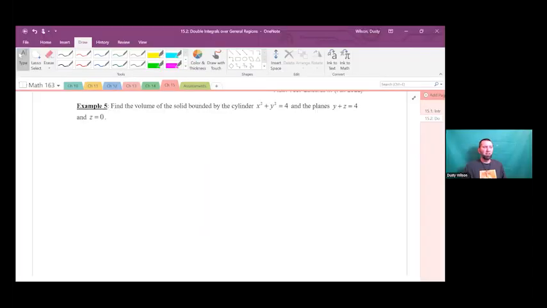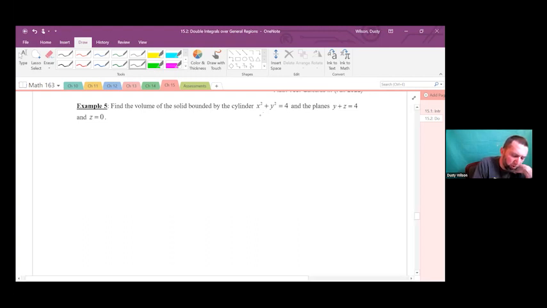Example 5. Find the volume of the solid bounded by the cylinder x squared plus y squared equals 4, and the planes y plus z equals 4 and z equals 0. As with the previous example, we're going to try to draw a rough sketch to understand what's going on prior to figuring out what our region looks like.